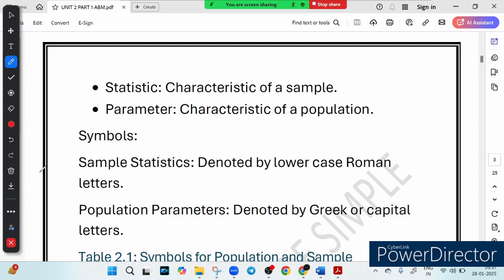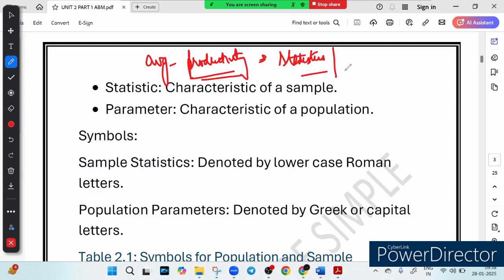Now if you calculate the average productivity from your sample of employees, that is called statistics, right? But if you calculate the average productivity for the entire workforce, that we will call a parameter. Easy, right?